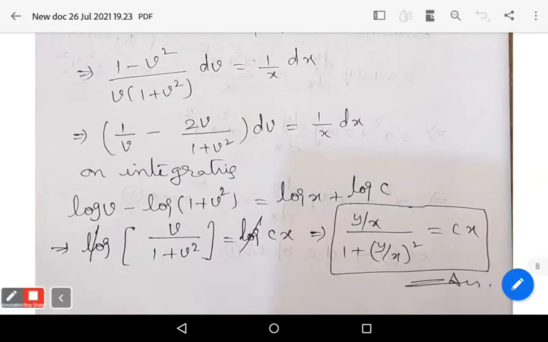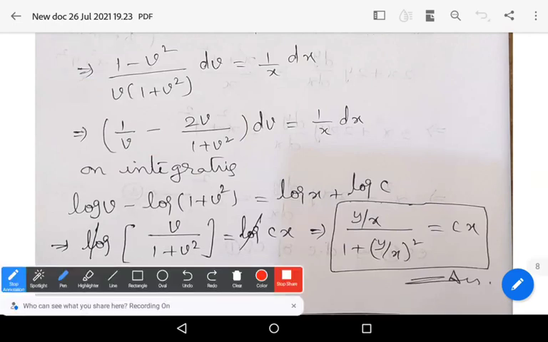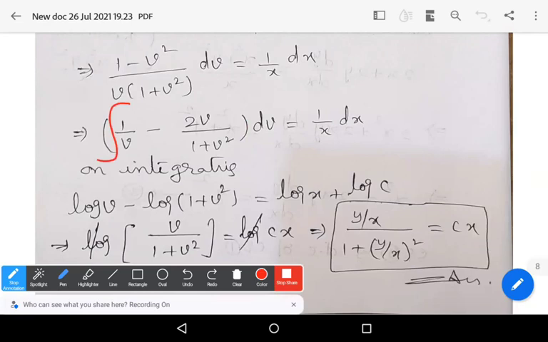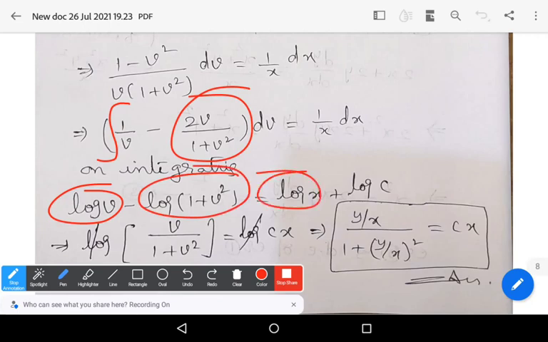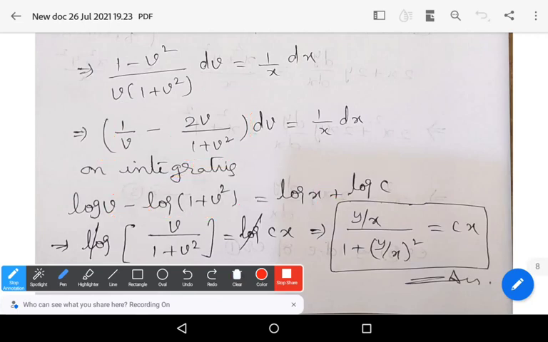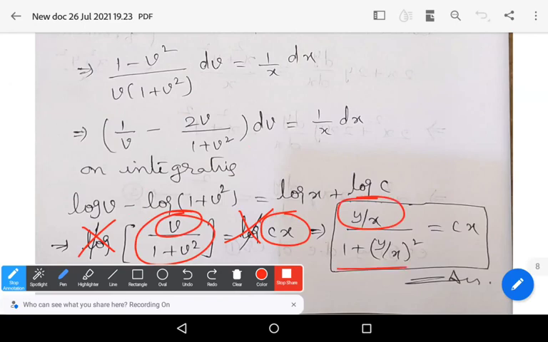On integrating both sides, we get the integral of 1 by v as log v, and the integral of 2v by 1 plus v square, which is of the form f dash of x by f of x, gives log of 1 plus v square, equal to log x plus the integral constant log c. This is nothing but log of v by 1 plus v square equals log cx. Logarithm gets cancelled on both sides. We get v by 1 plus v square equals cx. What is v? y by x divided by 1 plus y by x whole square equals cx.